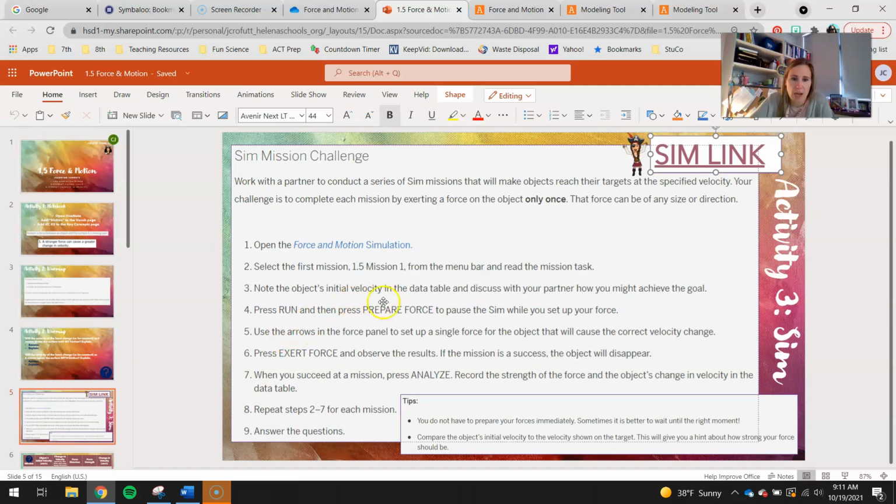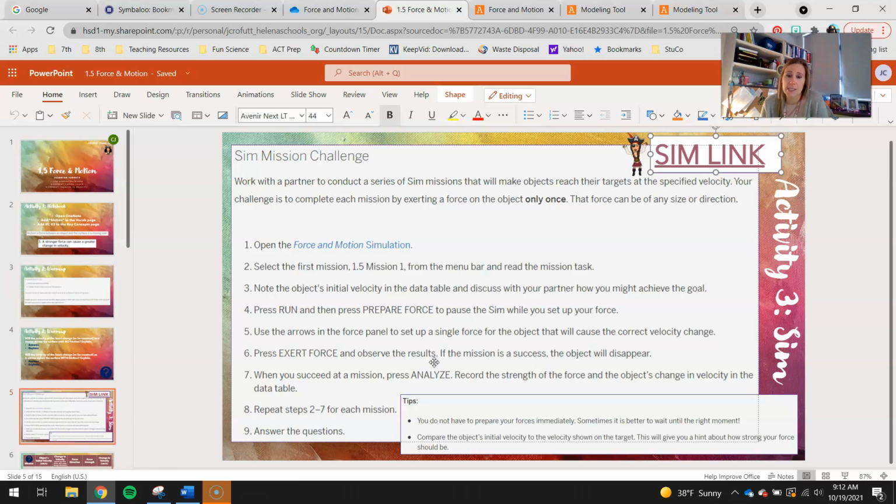Okay? Press run and then press prepare force to pause the sim while you set up your force. And again, you may have to pause your sim at a specific point. With this one that's not moving, it really doesn't matter where we pause our sim, but on mission 5, which I'm going to show you guys in a second, it does matter where you pause your sim. Use the arrows in the force panel to set up a single force for the object that will cause the correct velocity change. Press exert force and observe the results.